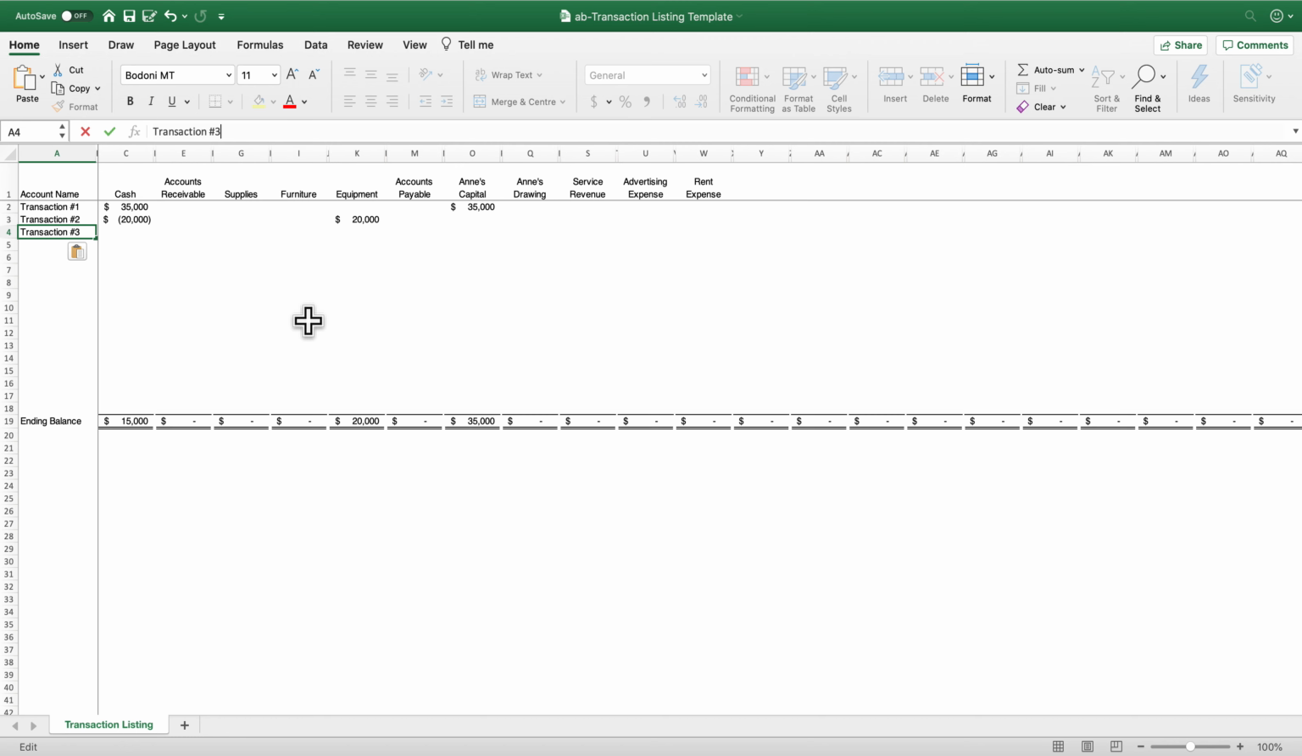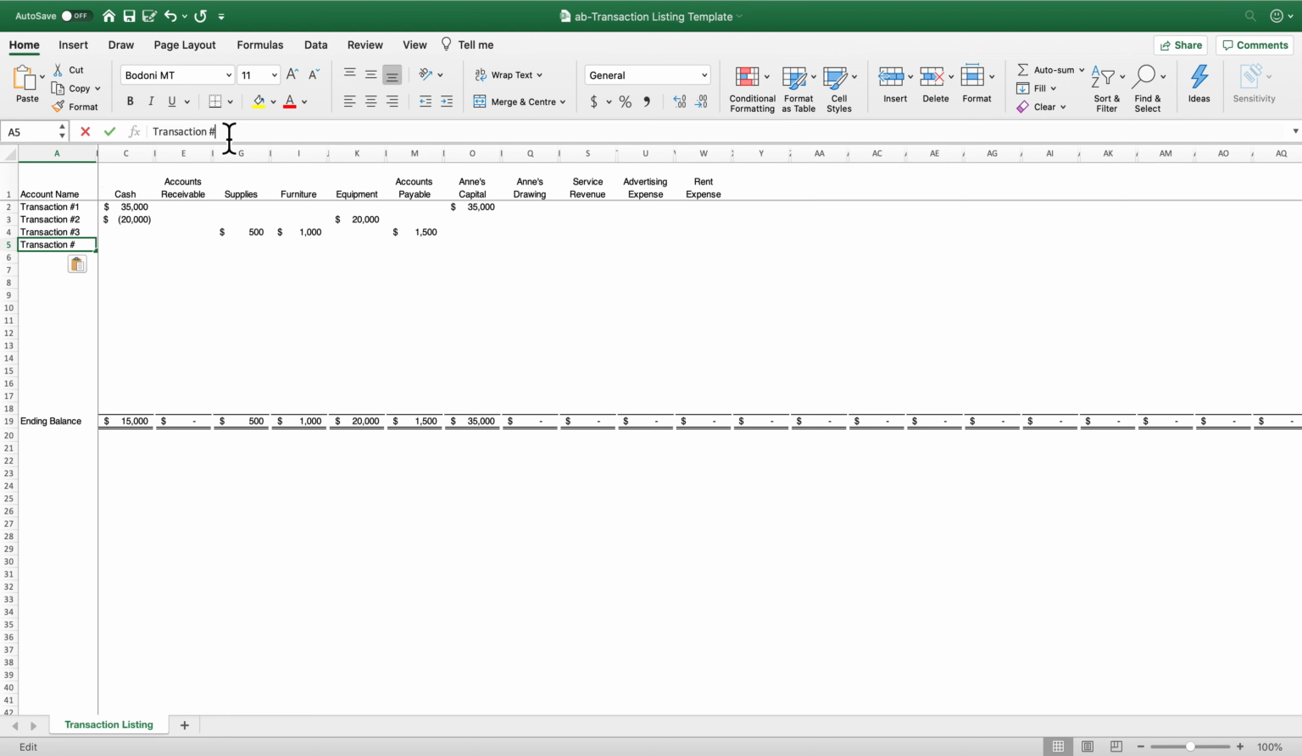Transaction number 3. Anne decides she needs furniture and supplies for her organization. But she decides she's not going to pay cash. She's actually going to put it on account, so she owes that money. She purchases $500 worth of supplies and $1,000 worth of furniture. And again, she does not pay cash, so she owes that money. So she owes $1,500. She owes that to another organization.